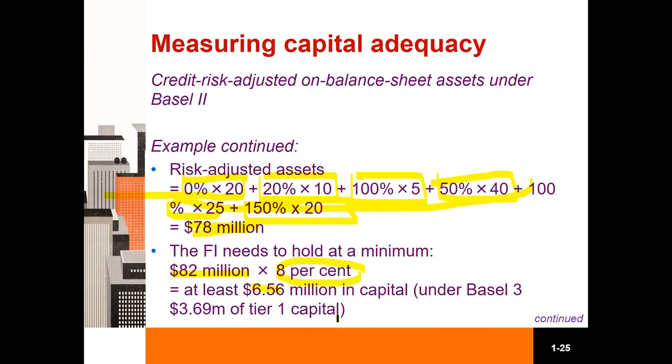6.56 million in capital. So it means that the financial institution must have at least 6.56 million in capital, since it has $82 million of risk-adjusted assets. As a result, its regulatory capital ratio will be 8%, which is the regulatory requirement for depository institutions in Australia.